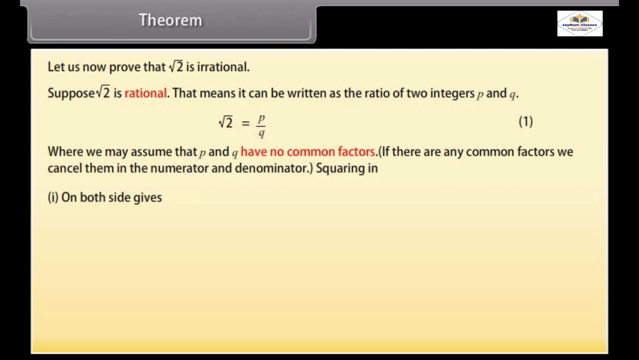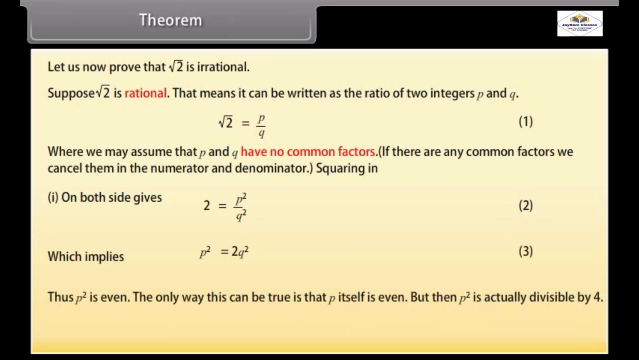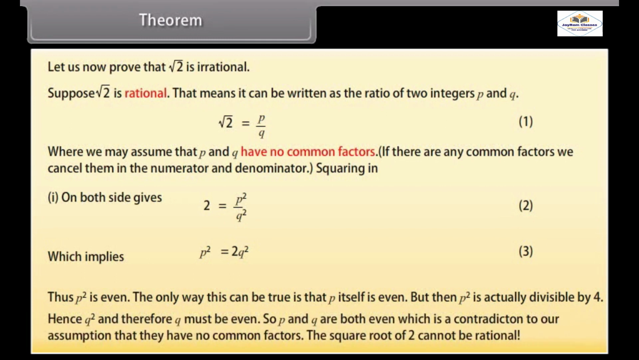Squaring equation 1 on both sides gives 2 is equal to p square upon q square, equation 2, which implies p square is equal to 2q square, equation 3. Thus, p square is even. The only way this can be true is that p itself is even. But then p square is actually divisible by 4, hence q square, and therefore q, must be even. So p and q are both even, which is a contradiction to our assumption that they have no common factors. The square root of 2 cannot be rational.